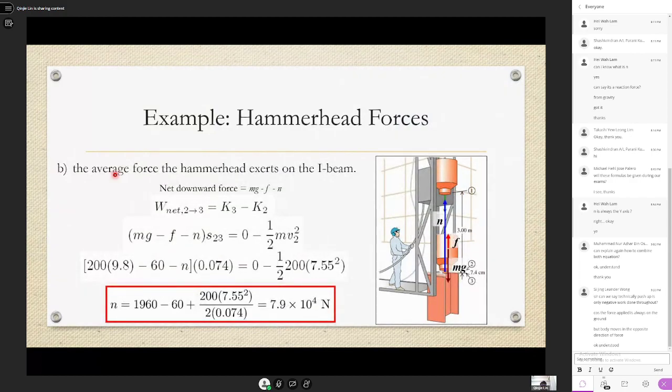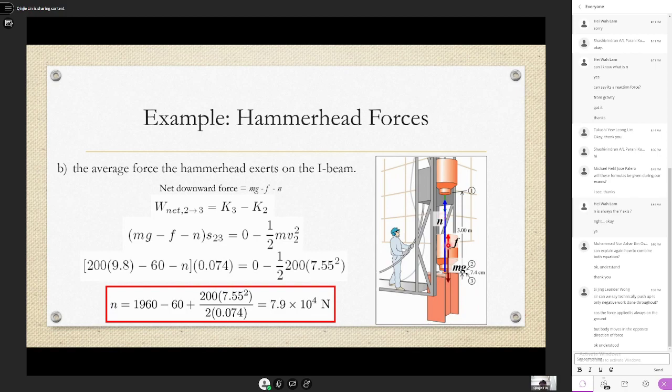Okay, then the next part, the average force the hammerhead exerts on the beam. So we're going to find this force again. Draw out the free body diagram. The free body diagram looks about the same. We have mg pointing down, and because it's still moving from 2 to 3, you hit already, but now you want to drive it to position 3, which is very close, 7.4 cm. But you still move, which means there is friction, so you're drawing the F. Okay, and there's a new force appearing. Why? Because this hammerhead is in contact with the I-beam area. There will be a normal contact force pointing upwards.